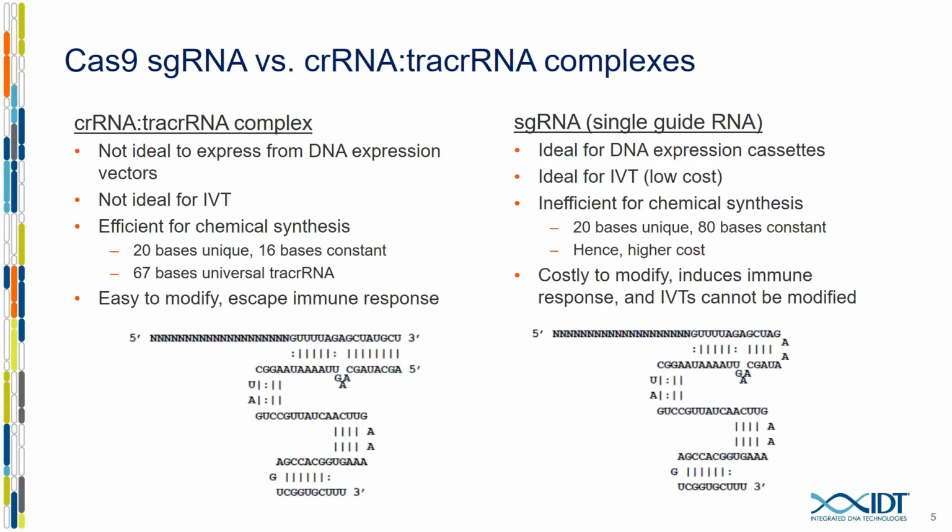So for the CRISPR RNA or crRNA, you're talking about a 36-mer that's comprised of 20 bases of targeting sequence with 16 bases of constant region to anneal to the tracer.